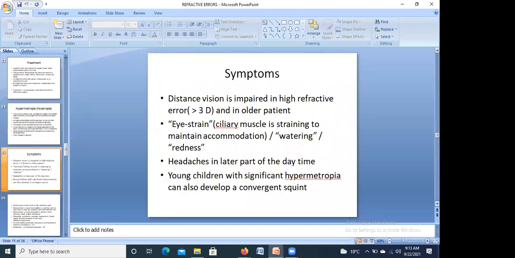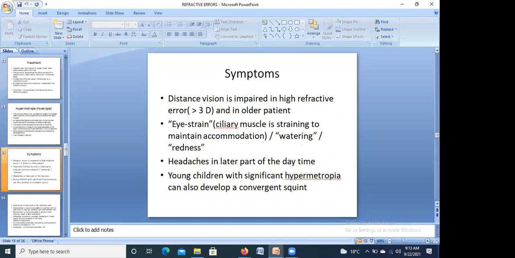So the main symptoms for a patient with hypermetropia higher than 3 diopters is that they have visual impairment too. They also complain of eye strain, because they need to use a lot of their ciliary muscle, straining them. And they may also get redness of the eye and watering.